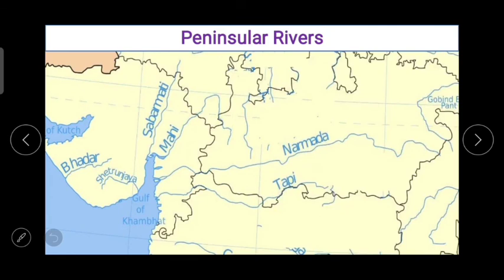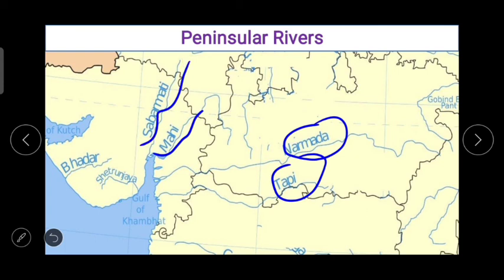Tapi and Narmada. Here Narmada and Tapi flow slowly through rift valleys. You can see their flow, which flows slowly through rift valleys. Mahi flows from the northeast to southwest direction, whereas river Sabarmati, here next to the Mahi, collecting its headwaters from the southern slopes of the Aravalli ranges, flows in a somewhat north-south direction.